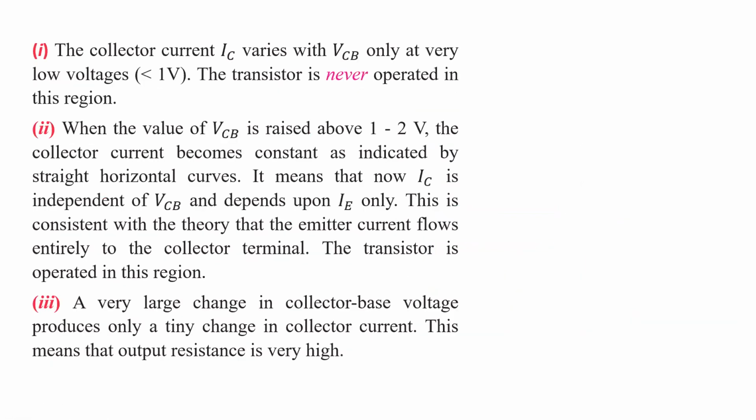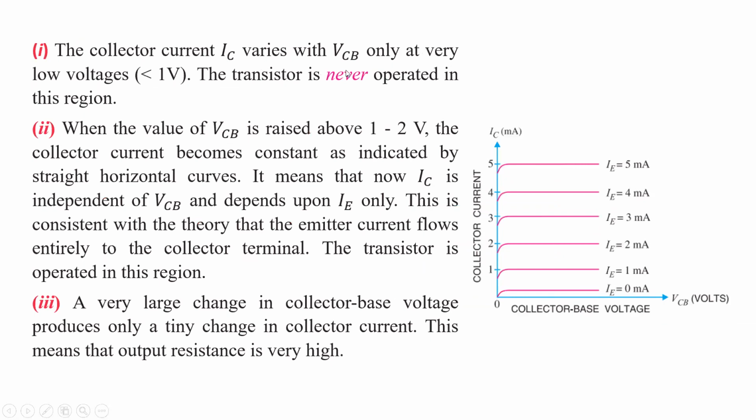Basically the collector current IC varies with VCB at very low voltages only, that is less than 1 volt. After that, the collector current remains constant. When collector current remains constant, there will not be a change in collector current even if you change the value of VCB. So what happens after 1 volt? The collector current will only depend on the emitter current IE. It will become independent of VCB. So whatever the output voltage may be, the output current remains constant.